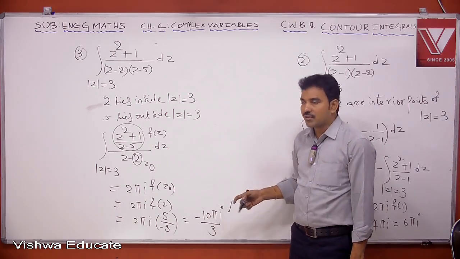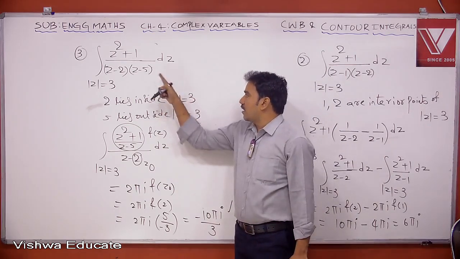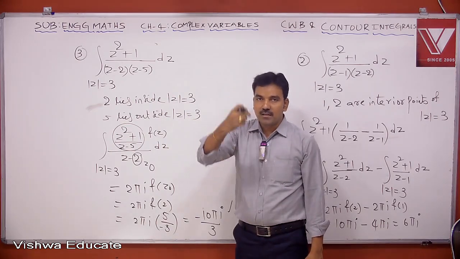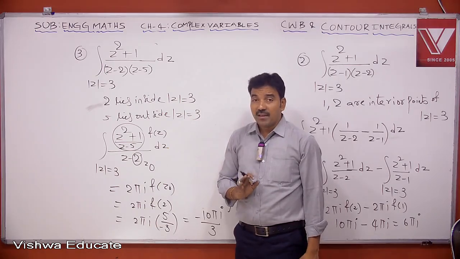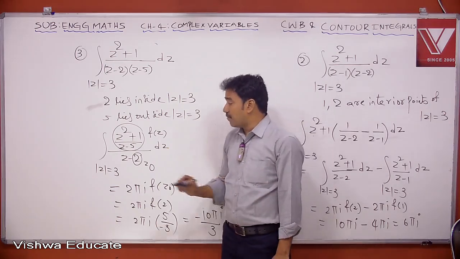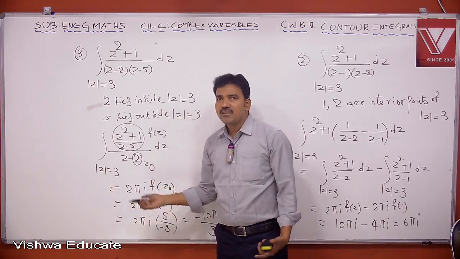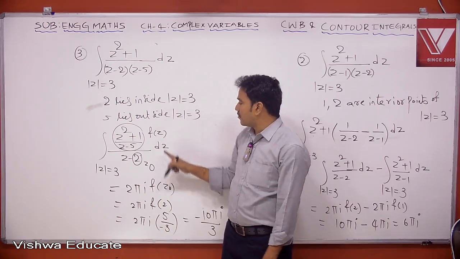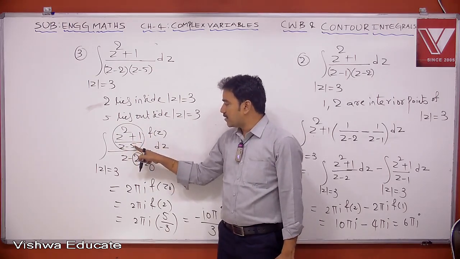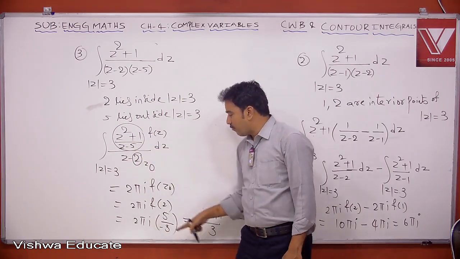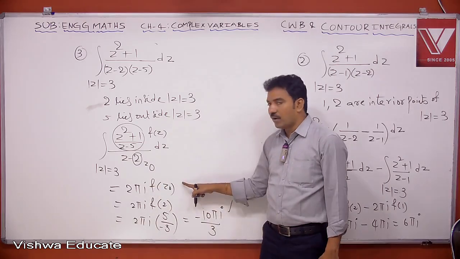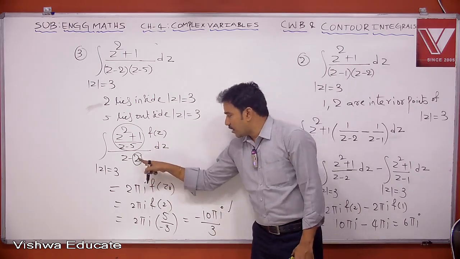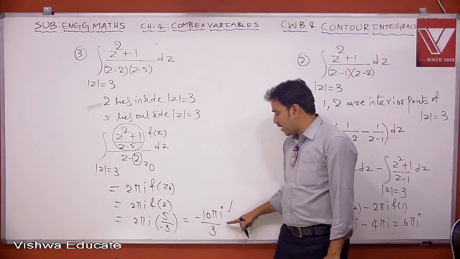Did you understand this? Here 2 lies inside the circle, 5 lies outside the circle. So z minus 5 can be given to the numerator. 5 is a drawback, but that is not in mod z equal to 3. That's why I can distribute z minus 5 to the numerator so that my f of z becomes z square plus 1 by z minus 5. So according to the integral formula, this becomes 2 pi I into f of z naught. Z naught is 2, so I will get minus 10 pi I divided by 3.